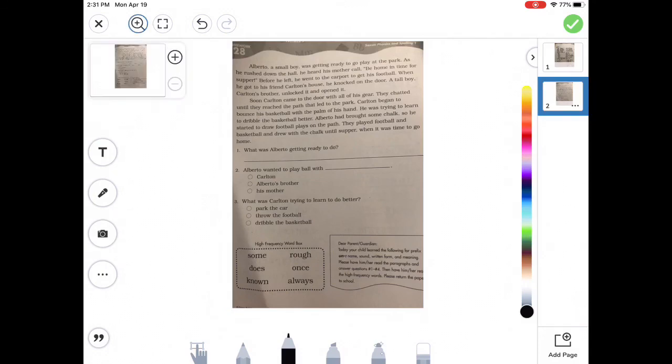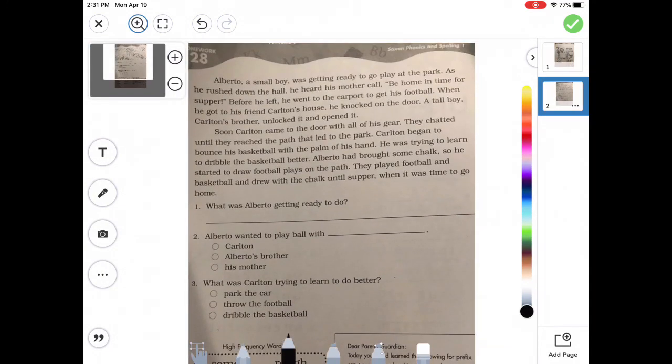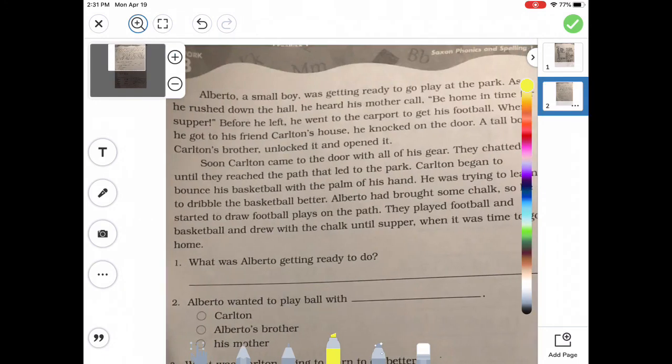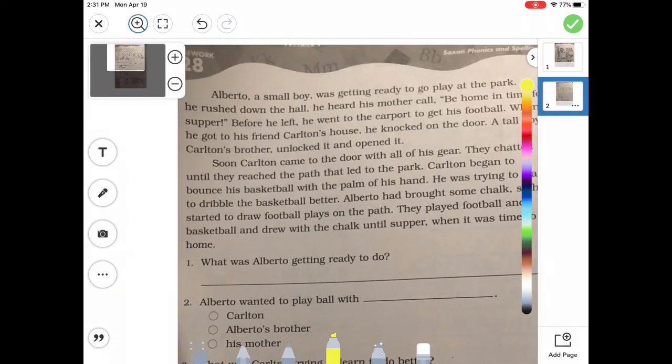All right, so we're going to read through this. And as we read, remember, I'm just going to mark my sight words, and you guys are going to help me at the end, okay? So, Alberto, a small boy, was, we know the word get, so all we have to do is add the ing, getting ready to go play at the park.